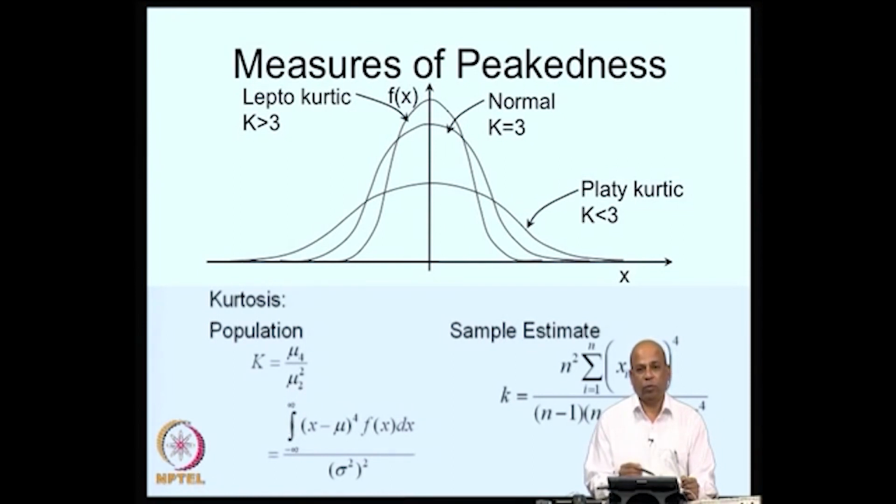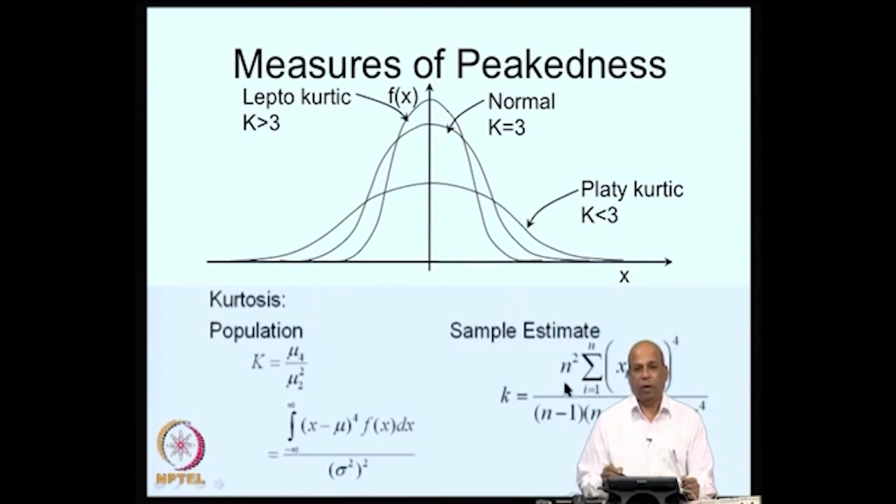Mu 2 to the power half gives you the standard deviation, and we are raising it to the power 4. So, mu 2 to the power 4 by 2 will give you mu 2 to the power 2. So, kurtosis is given by mu 4 divided by mu 2 to the power 2, which, if we write, is again for the population, minus infinity to plus infinity, and mu 4 here, which is x minus mu to the power 4 f of x dx, f of x is the PDF of x, divided by mu 2 to the power 2, where mu 2 is sigma square, which is the variance, to the power 2.